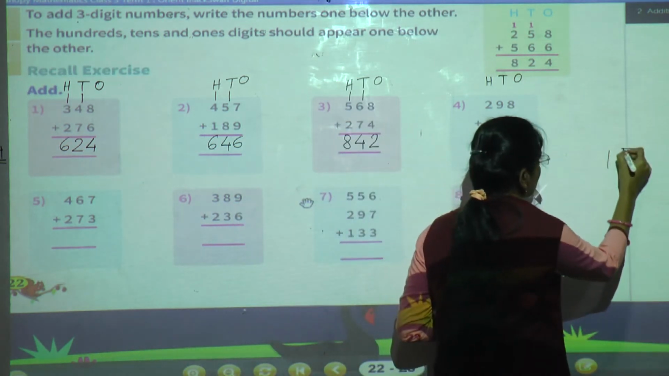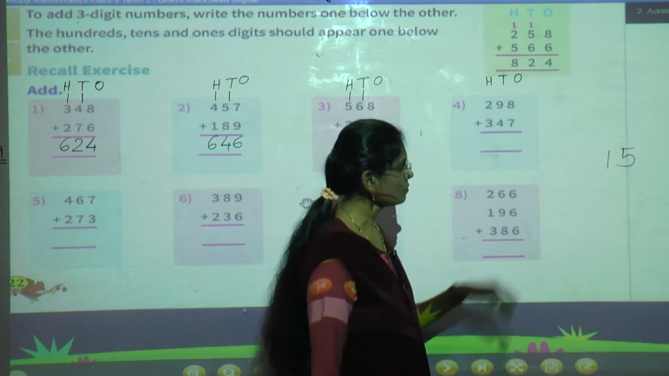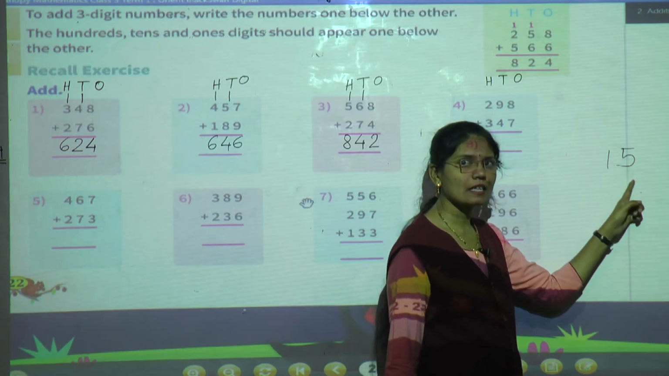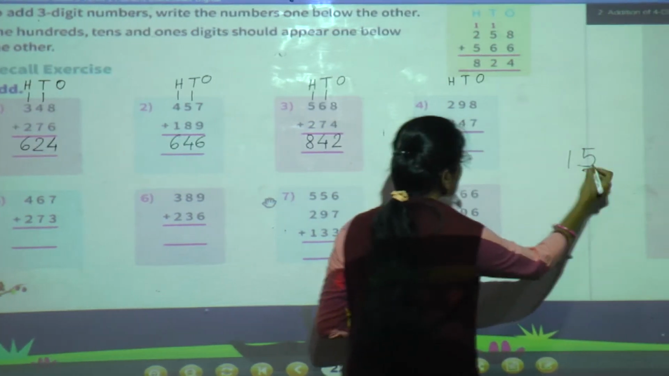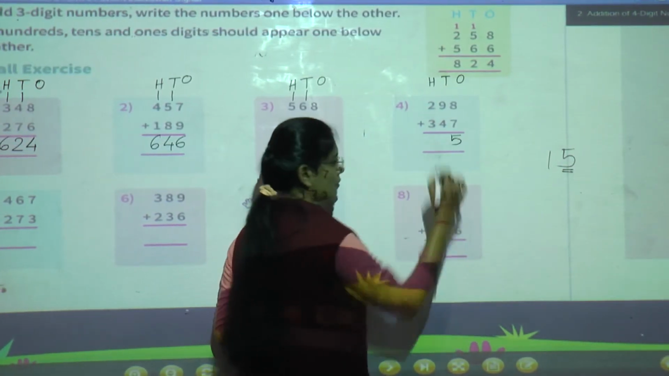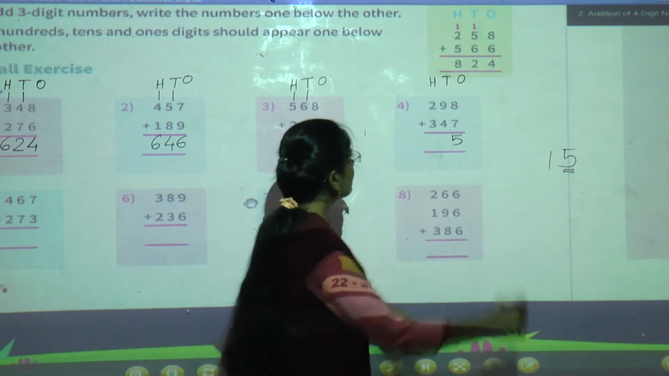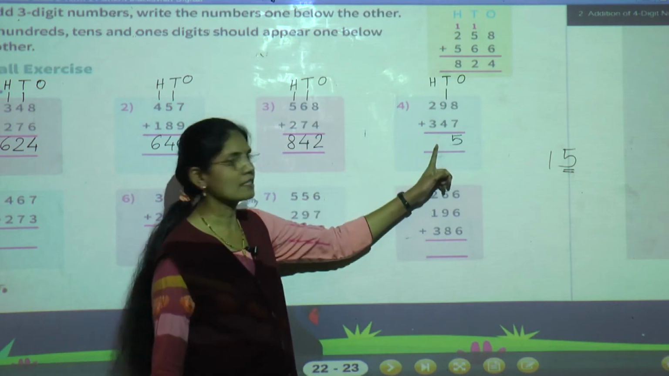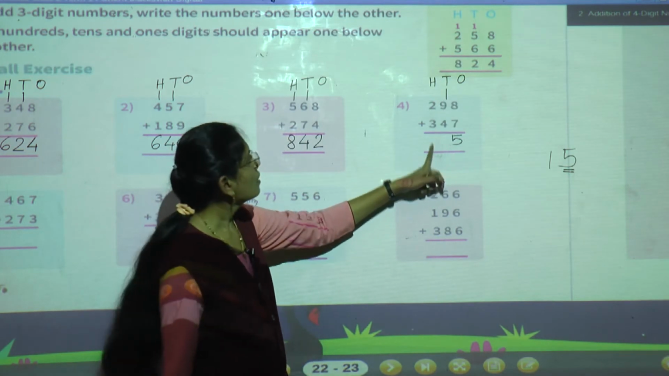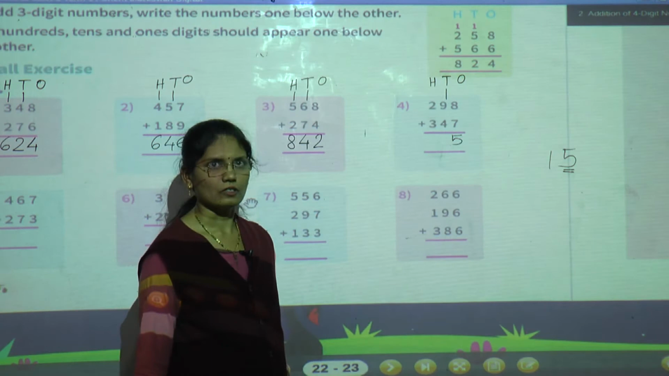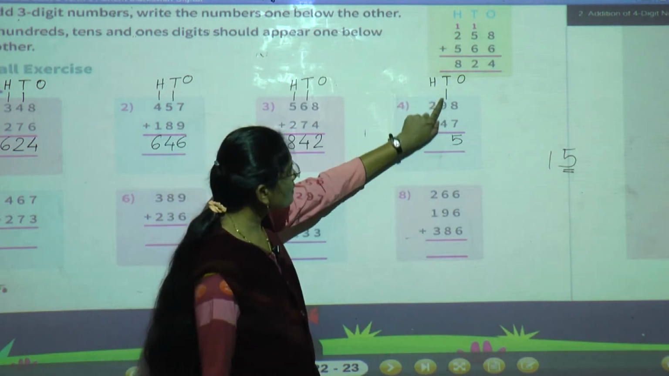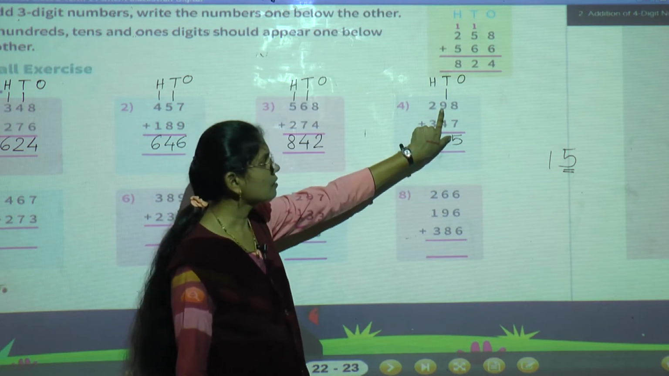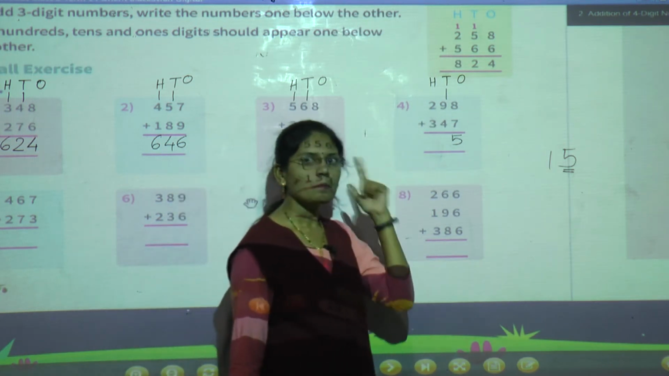So now see this number 15. In 15 at ones place which number is there? 5 is there. So this 5 we will write here. And this 1 we will give as a carry to the next place, that is the tens place. Now see this tens place digit. At tens place 1, 9 and 4 are there. So this 9 we will keep in our mind.